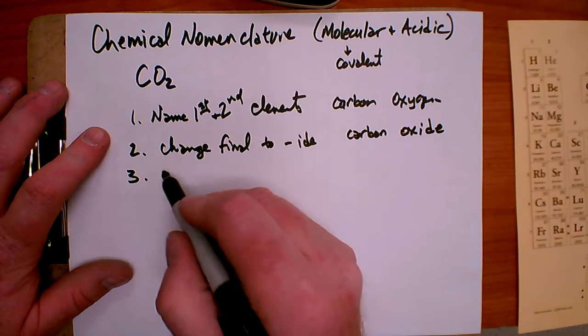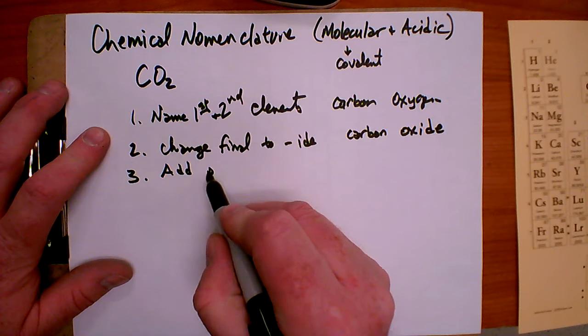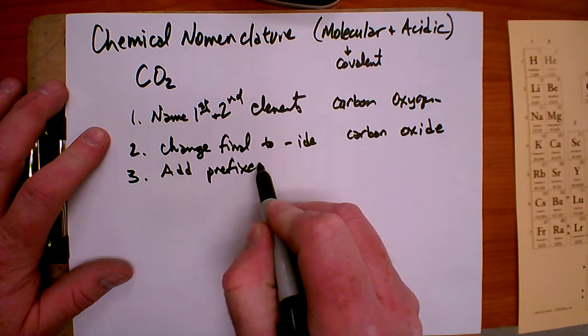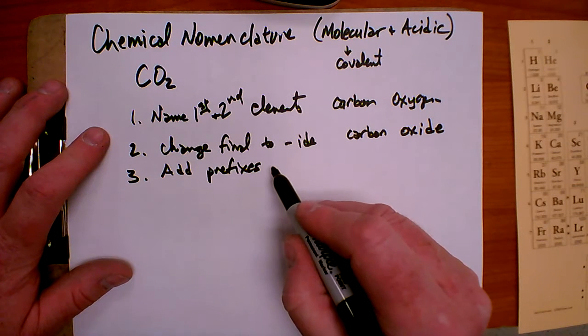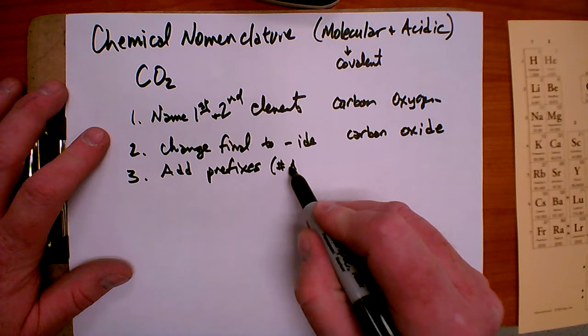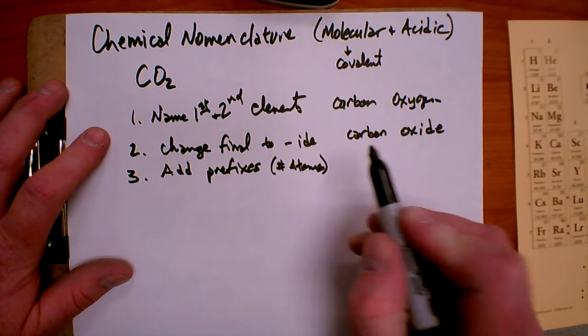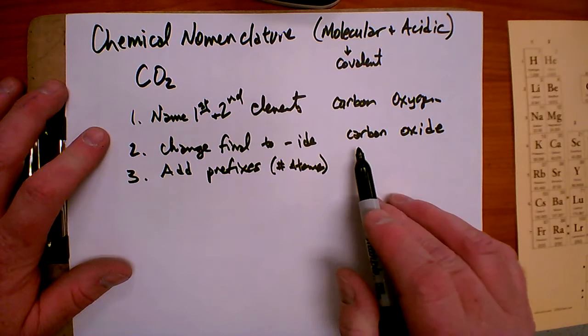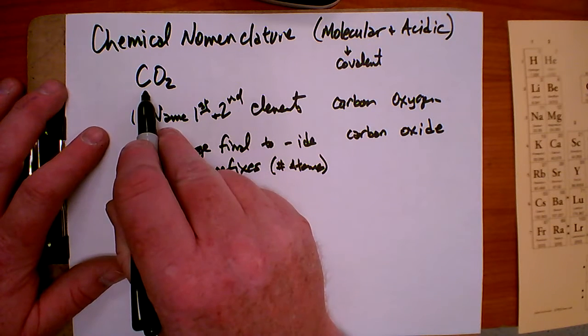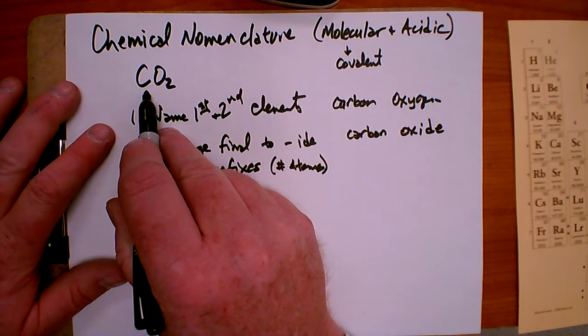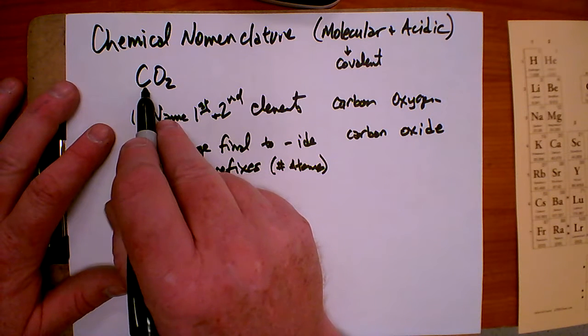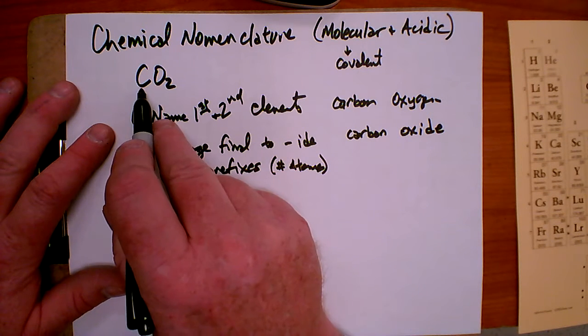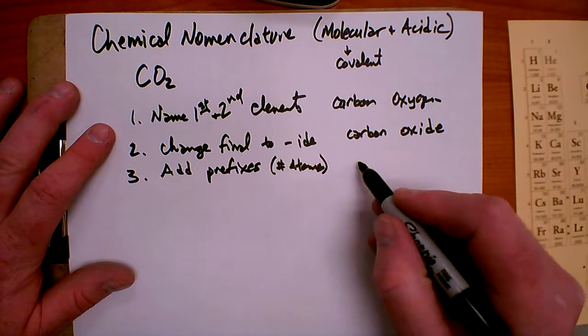And then third is to add prefixes to indicate the number of atoms, with one exception. If the first element is a single element by itself, we don't put mono for the first one. So in this case, I've got one carbon, two oxygens, so it would just be carbon dioxide.